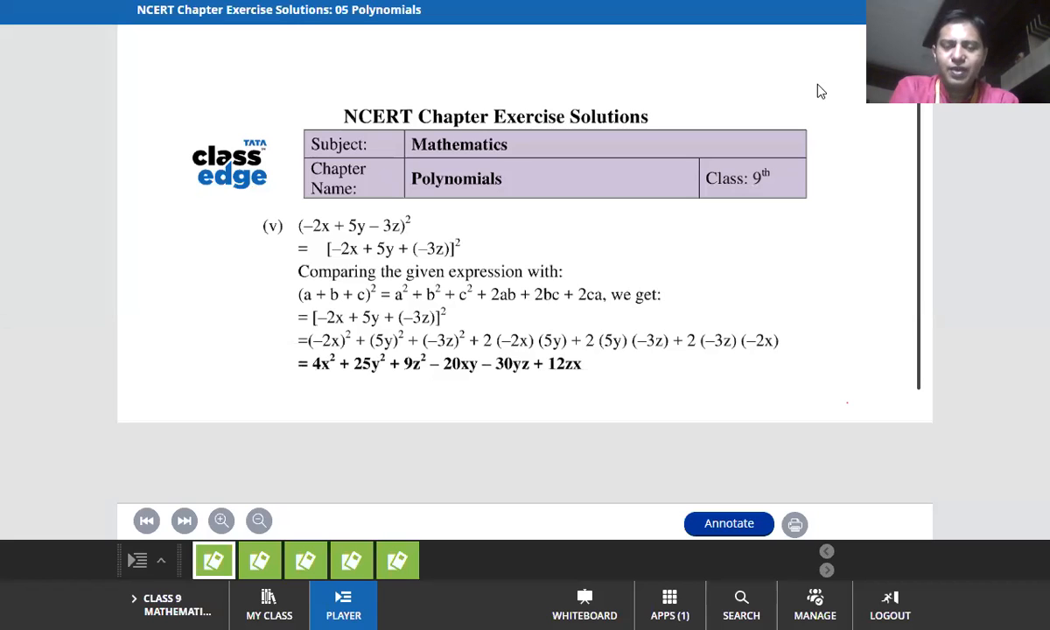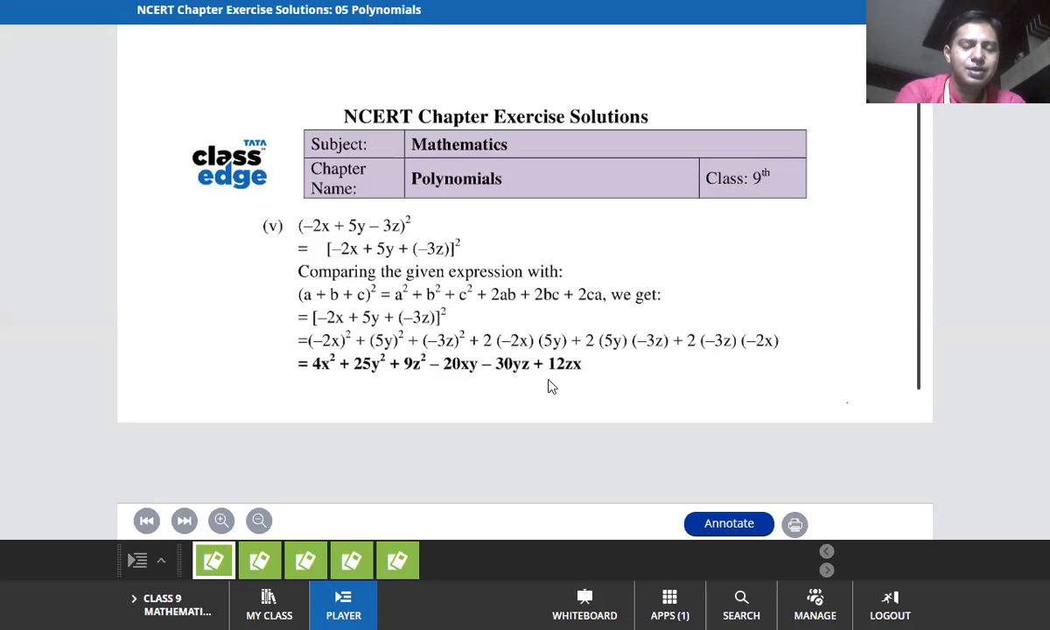2 fives are 10, 10 twos are 20, that is minus 20xy. 5 twos are 10, 10 threes are 30 in the second term 2bc, with negative sign, so it will be minus 30yz. And 3 twos are 6, both are negative so minus minus will become plus, and 6 twos are 12, zx will be the answer. Good, Pratik.